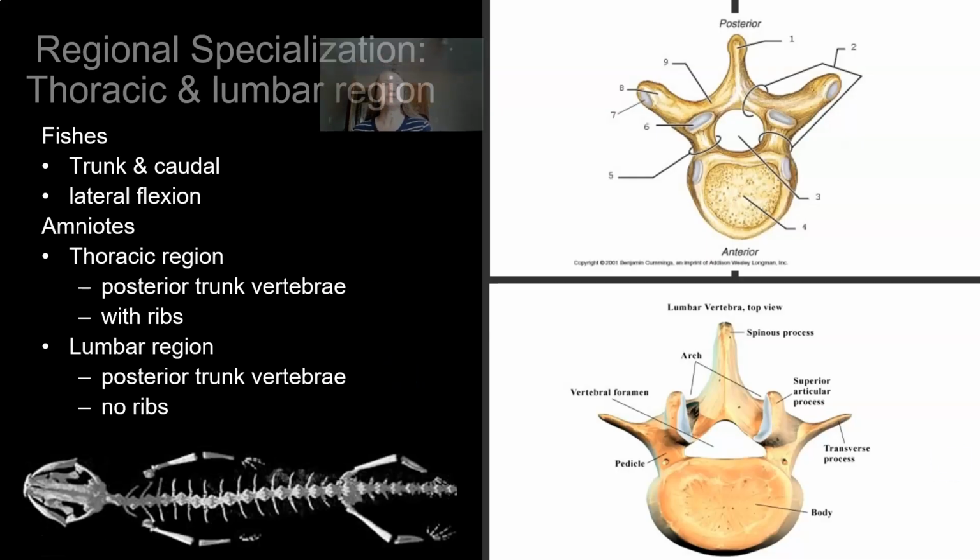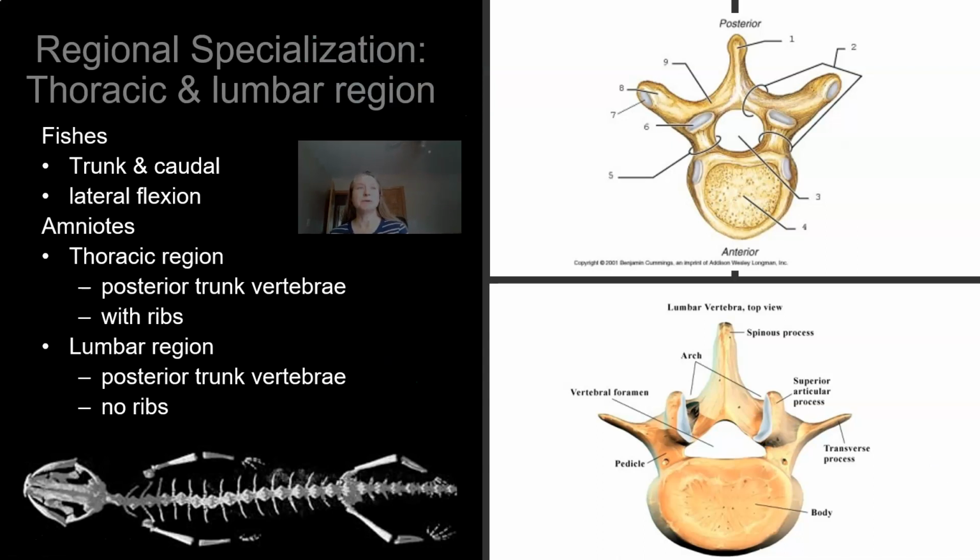Now we're going to get into the thoracic and lumbar region, okay? So in the thoracic and lumbar region, we see in fishes that we have a trunk and caudal region. So the trunk region looks the same throughout, and then we have a tail region. In amniotes, we have a thoracic region, and we have dorsal ribs. And we also have a lumbar region, which is our posterior trunk vertebrae without ribs. So later amniotes will not have ribs there.